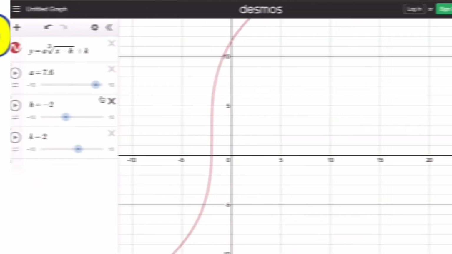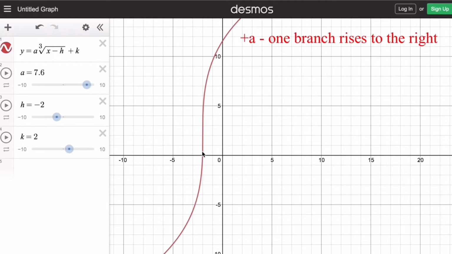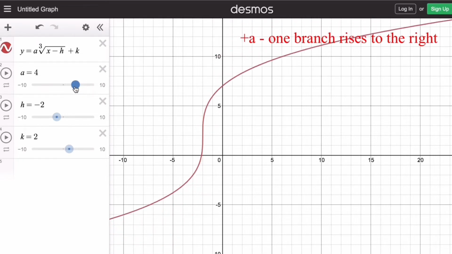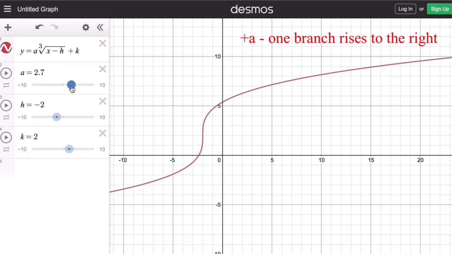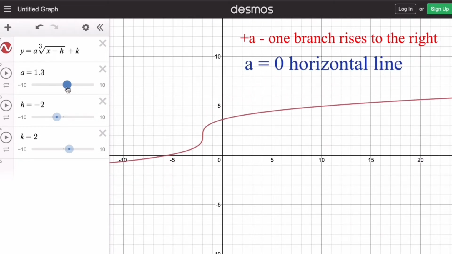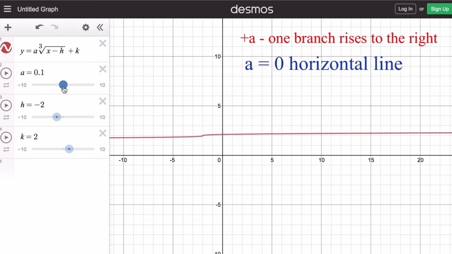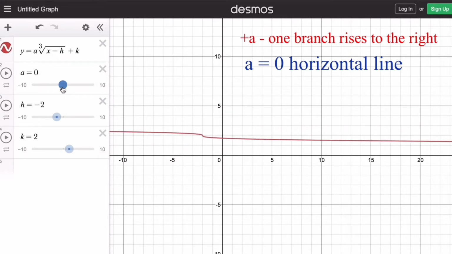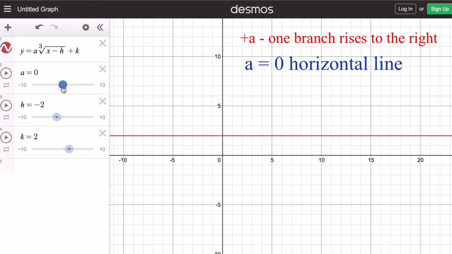If a is positive, one of the two branches rises to the right. As you can see here, this end of the graph rises to the right. If we change the value of a to 0, the graph is a horizontal line. As you can see here, the graph is a horizontal line.